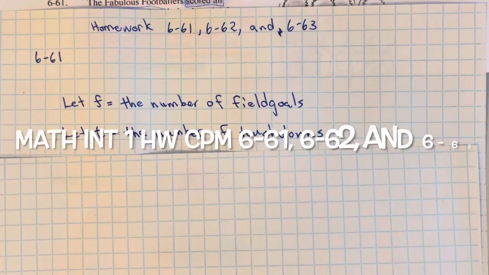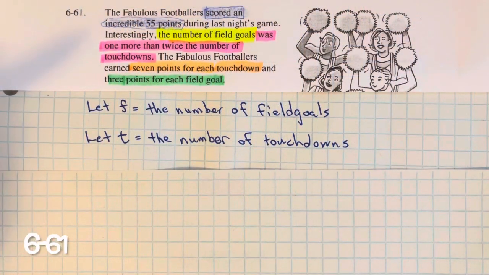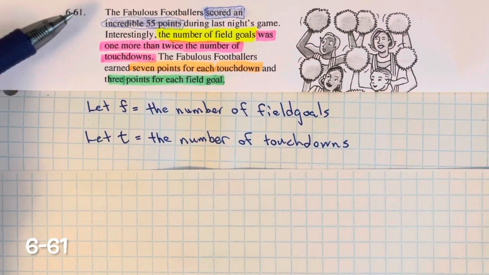This is the homework for 661, 662, and 663. In problem 661, we need to set it up as a system of equations. We're given four equations, and we need to determine which one represents this scenario.